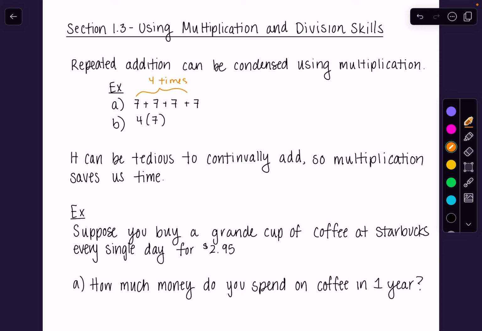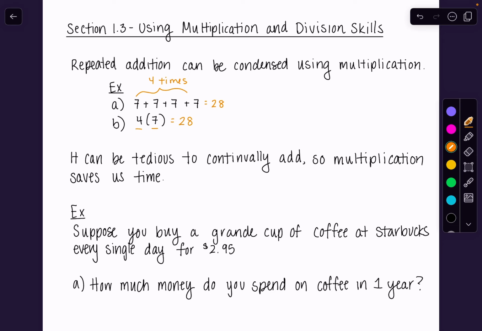Okay. So yes, you could plug this into your calculator. 7 plus 7 is 14. Add another 7, it's 21. Add another 7, and this ends up equaling 28. Okay. But that's quite tedious to do. So instead, since I'm adding up 7 4 times, if I multiply 7 times 4, it'll give me the same result, 28. Okay. So repeated addition can always be condensed this way.